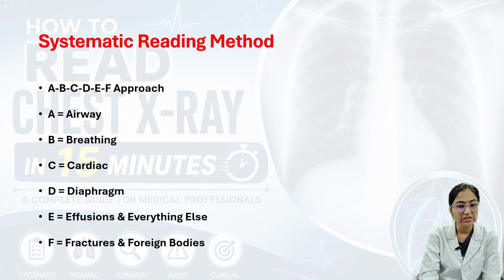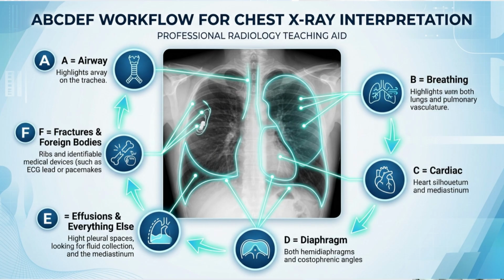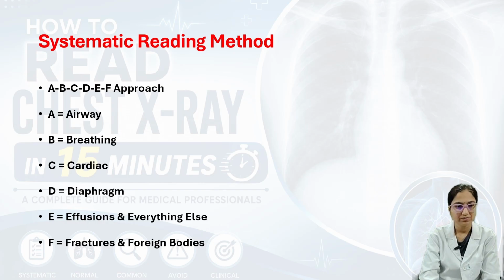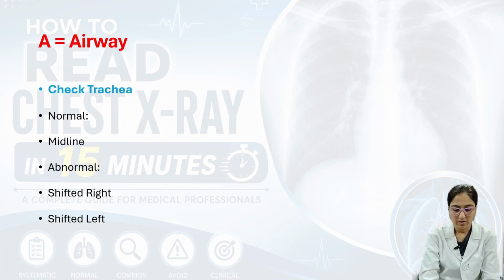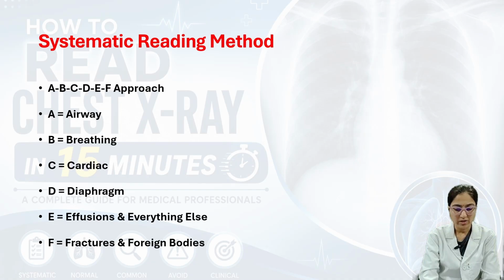Next, we'll see the systematic reading method. Here, the ABCDEF approach. A stands for airway, then breathing, cardiac, diaphragm, effusion and everything else. And F stands for fractures and foreign bodies. This is a systematic reading method. We'll discuss it one by one clearly.